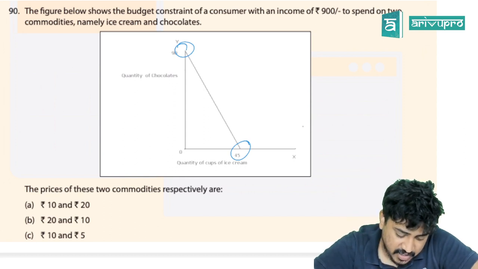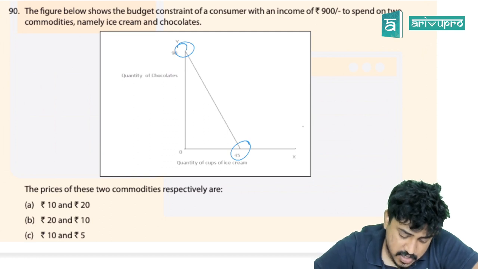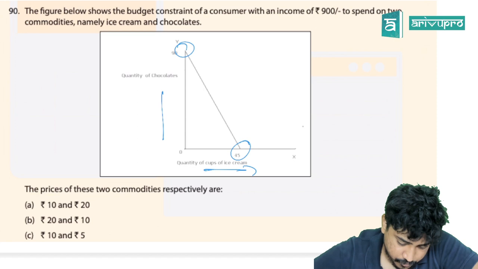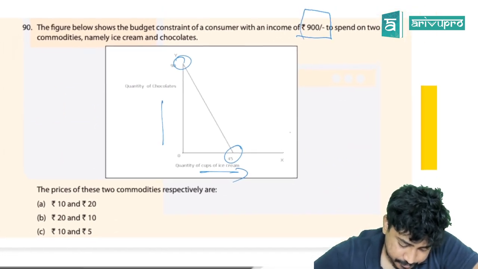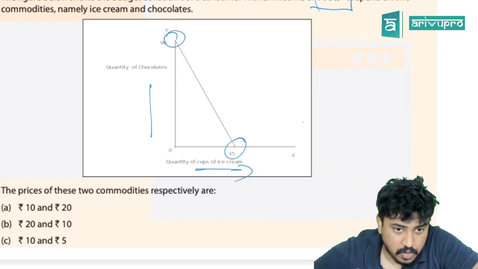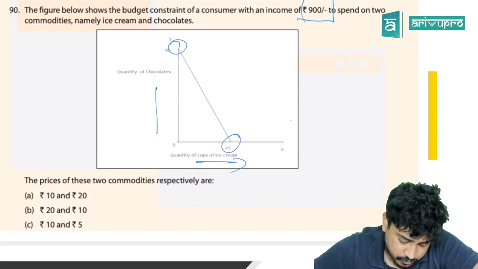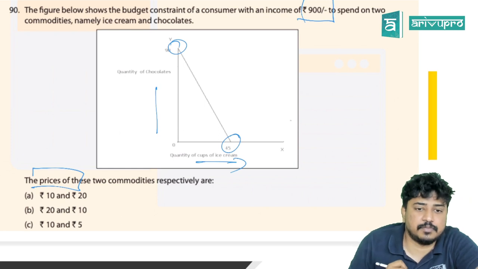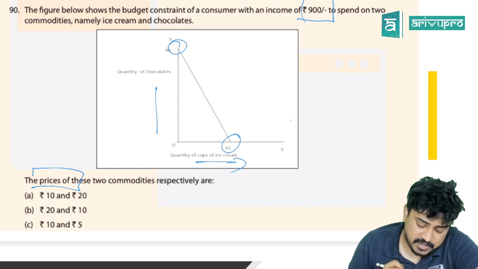How much of ice cream and chocolate? This is quantity of chocolate. This is quantity of ice cream. I have a budget of 900. So what should be the quantity if I am spending? Or what they are asking is, what is the price of these goods? What is the price of these goods is what they are asking. What is the answer?